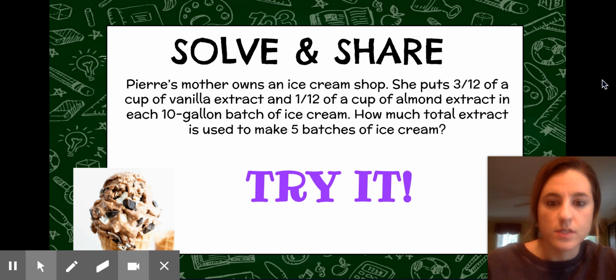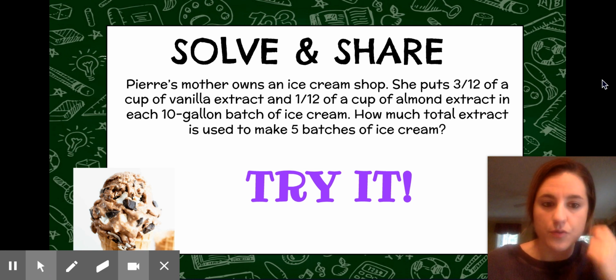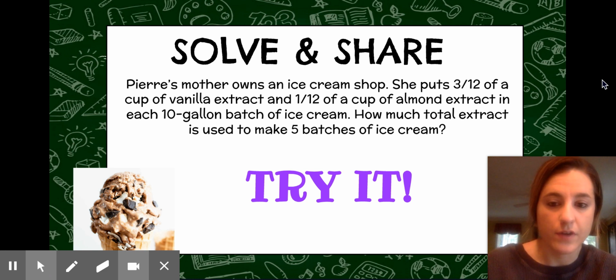Pierre's mother owns an ice cream shop. She puts 3/12 of a cup of vanilla extract and 1/12 of a cup of almond extract in each 10-gallon batch of ice cream. How much total extract is used to make 5 batches of ice cream? I see multiple steps here, and I see something that might try to trick us. So pause me, try it.